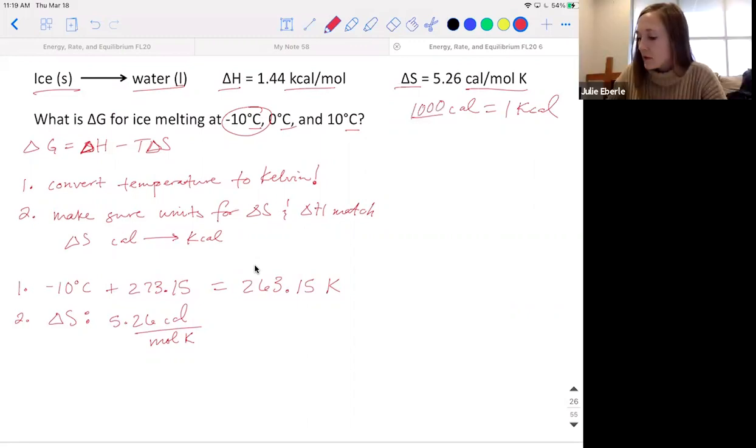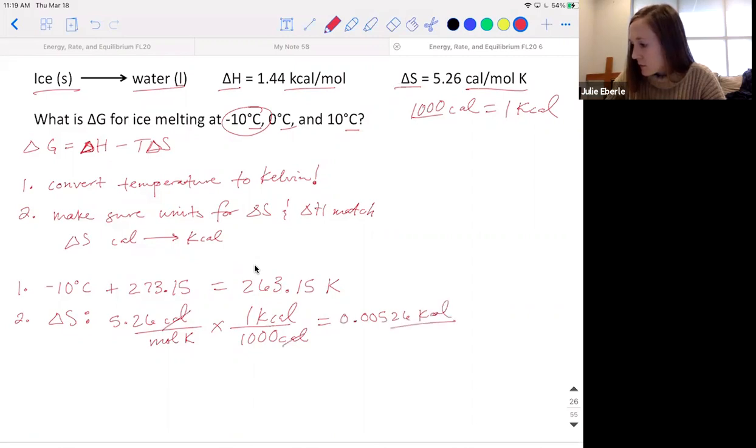1,000. So all I'm going to do is divide by 1,000. I want to cancel calories. I'm going to convert to kcal. And so you do 5.26 divided by 1,000. Essentially, you're going to move the decimal place 3 places to the left. Or you can put it in your calculator too. So you should get 0.00526. Now, calories canceled, so it's kcal per mole Kelvin.